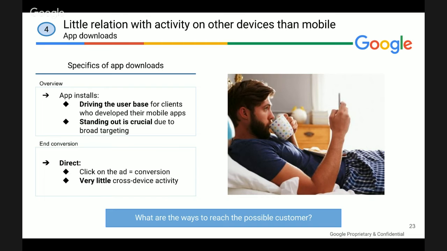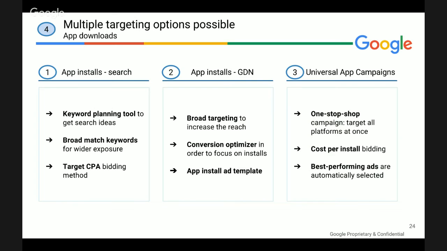So standing out with your ads is really crucial, because people will see a lot of apps on the Google search results, and having a really nice looking ad with an install button is crucial to drive the conversions here. And in terms of end conversion, the final conversion, those are usually direct, which means that a click on the install button is equal to a conversion, and there's quite little cross-device activity, since mobile ads are specifically tailored for mobile devices. So what are the ways to reach the possible customers in this area?